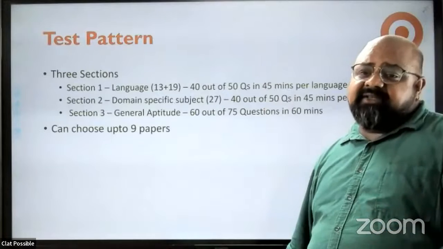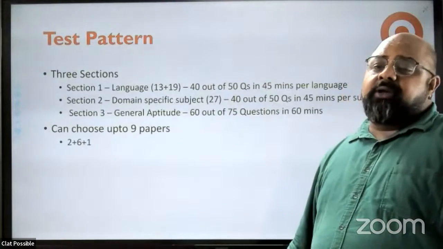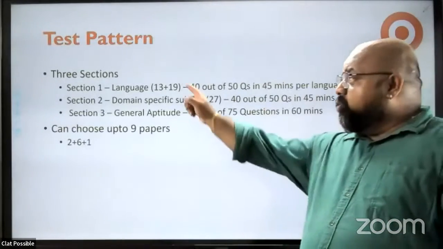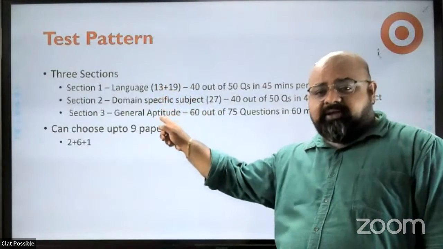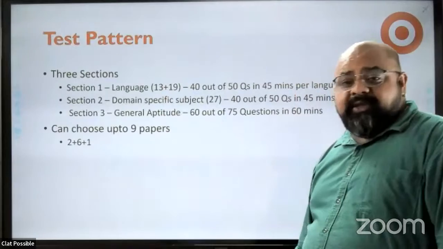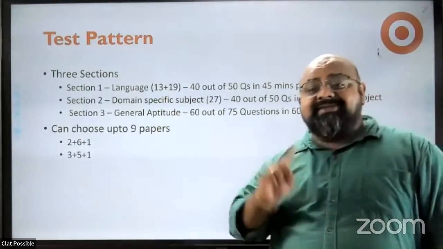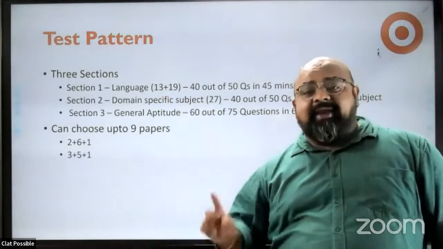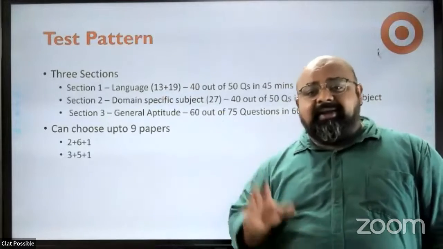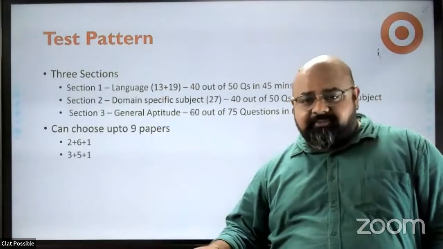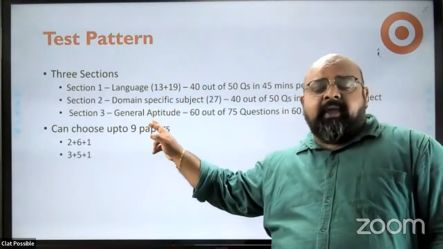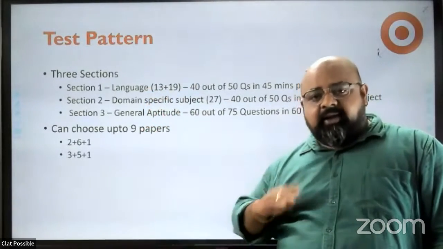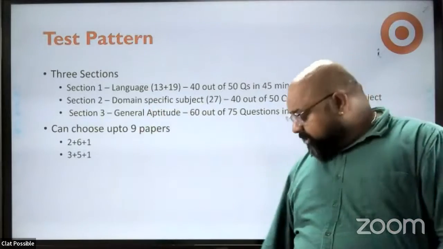What will be the breakup of these 9 papers? You can look at it as 2 plus 6 plus 1: 2 languages from section 1, 6 subjects from section 2, 1 general aptitude, or it could be a 3 plus 5 plus 1. This is the maximum number of subjects that you can attempt. Not mandatorily do you have to attempt this number of subjects. So you could take 3 languages, 5 domain specific subjects, and the general aptitude test, right? 2 plus 6 plus 1 or 3 plus 5 plus 1.